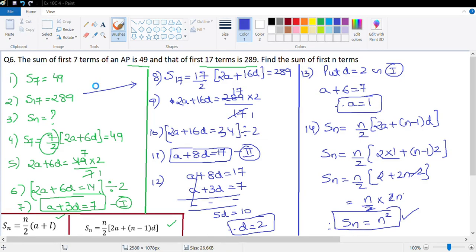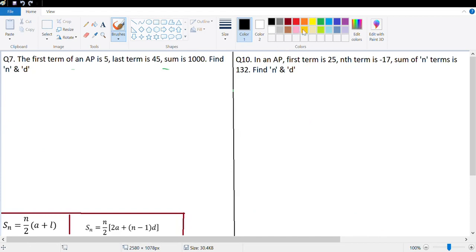The next question that we have is question number 7. Question number 7 says the first term of an AP is 5. So a is equal to 5. Last term of this AP is 45. l is equal to 45. Sum is 1000. Sum of n terms of this AP is 1000. Find the value of n and find the value of d.